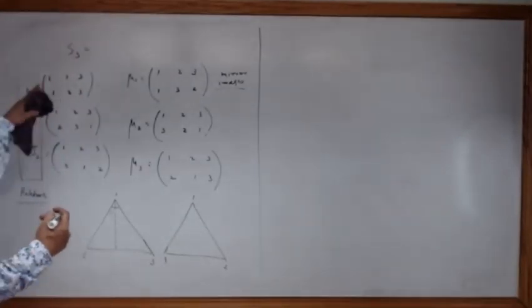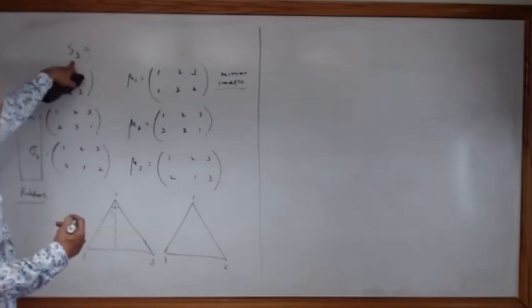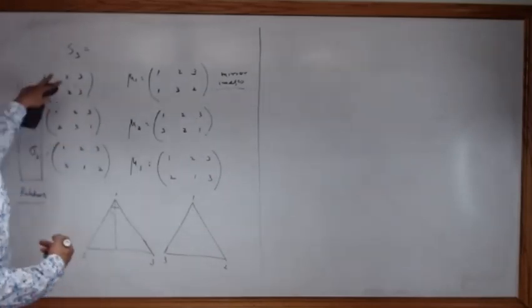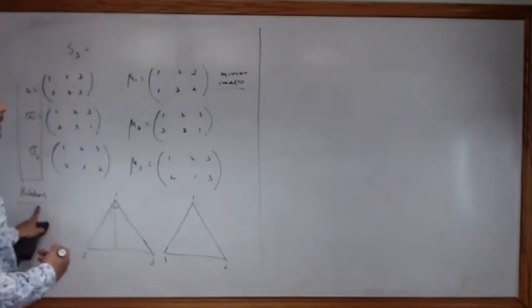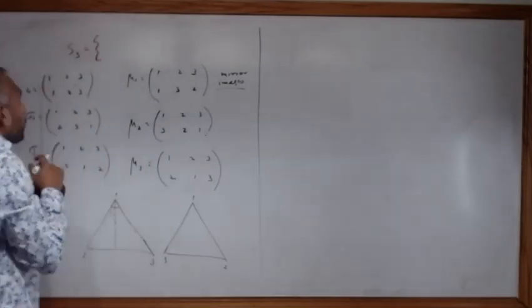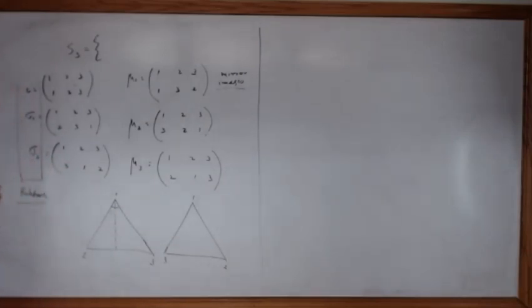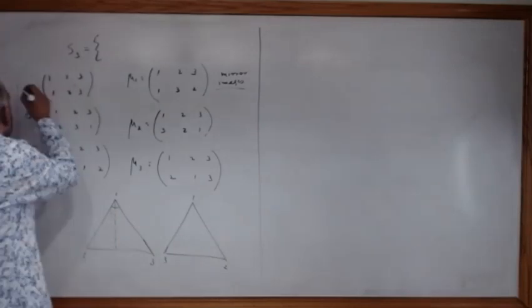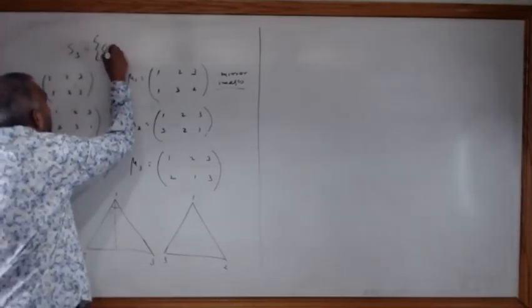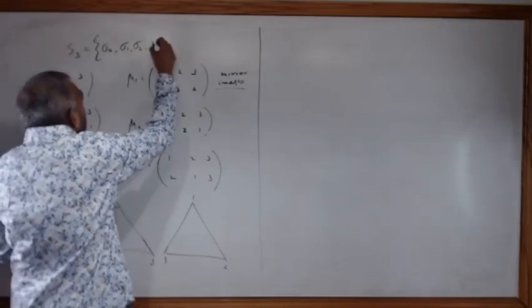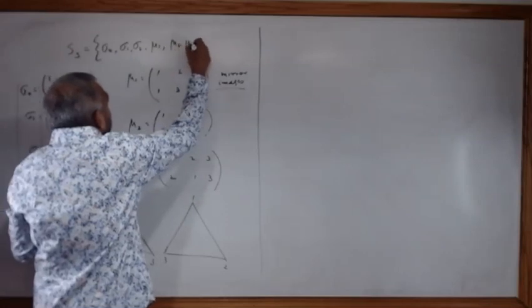But in general, an Sn can contain more elements than this. But for S3, it contains only rotations and mirror images. So from here onwards, when you are referring to a symmetric group with 3 elements, we will write it as sigma 0, sigma 1, sigma 2, then mu 1, mu 2, and mu 3.